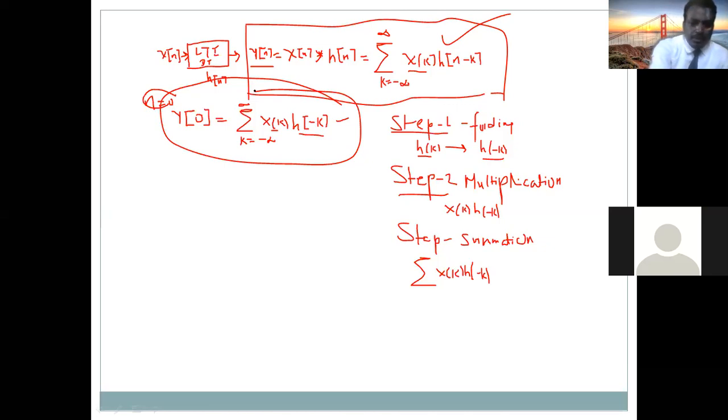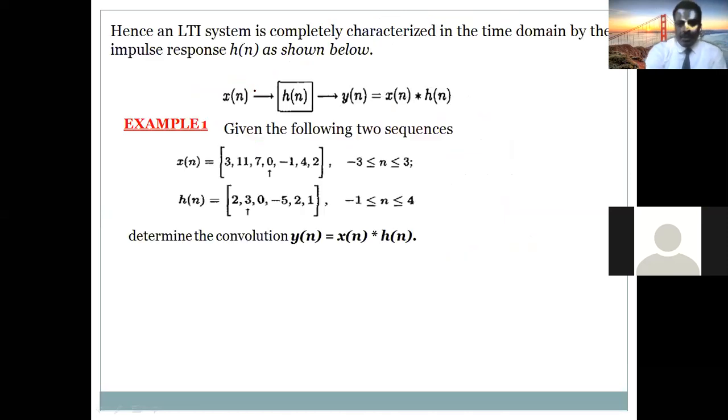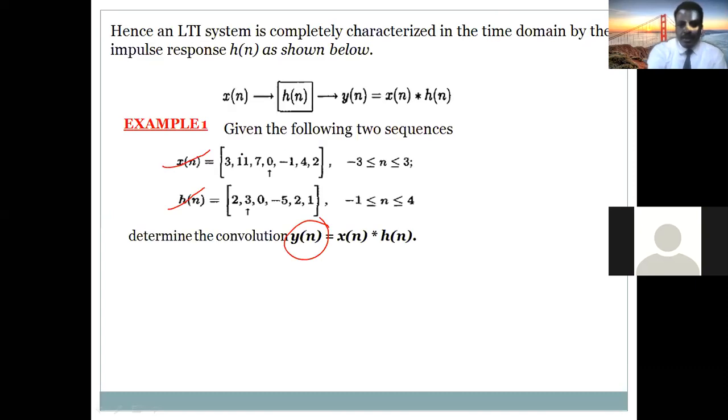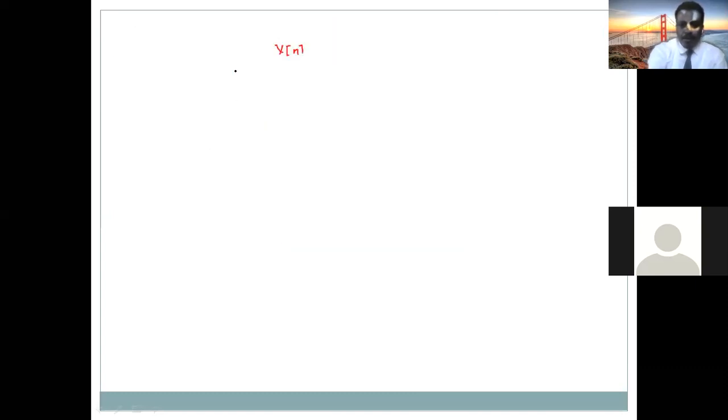Let's see one example here. As you can see, the input is given and the impulse response is given. We are asked to calculate the response y of n using the tabular method. Let's see how to solve this in the tabular method. As you know, in the tabular method you write the sample values of the input x of n horizontally. In this case, what are the samples? 3, 11, 7.